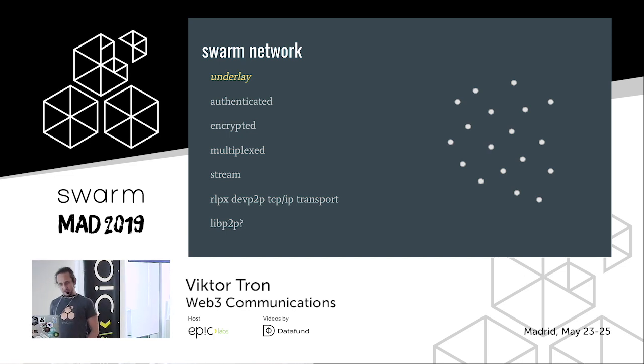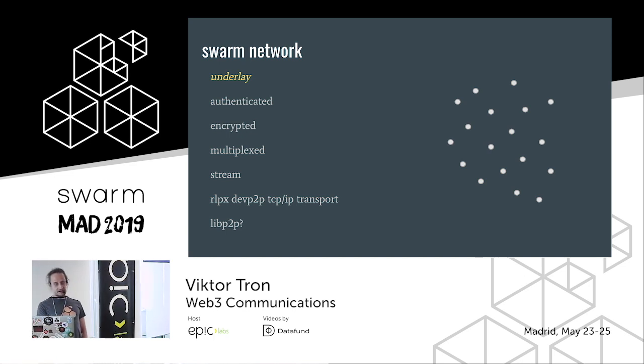There's a bit of a wink to Dimitri in the audience, whether libp2p could just replace this at some point or not. So this is basically, I consider this part to be outside Swarm a bit. So we can rely on there being such an underlay network, but we don't consider it part of Swarm.